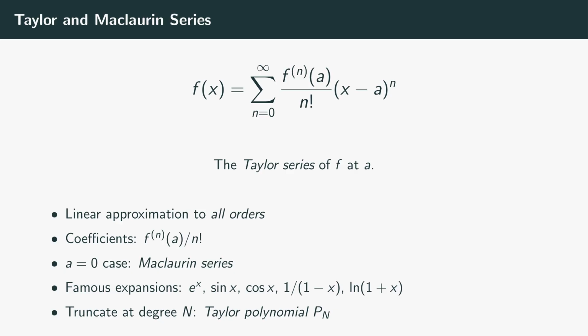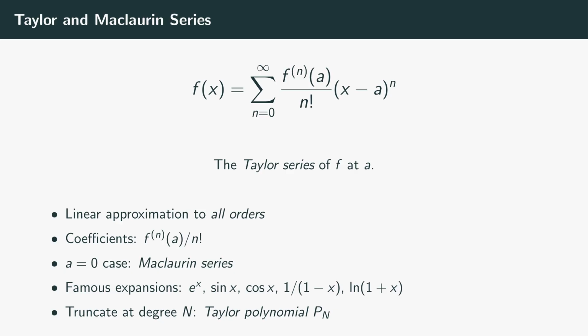Back in episode 10, we did linear approximation, replace f near a by the line f of a plus f prime of a times the quantity x minus a. That matched f's value and first derivative at a. Today we ask the obvious next question. What if we also match the second derivative, the third, the fourth, the nth?